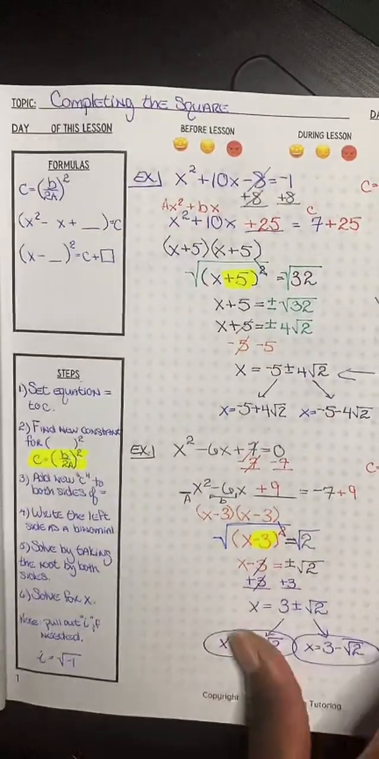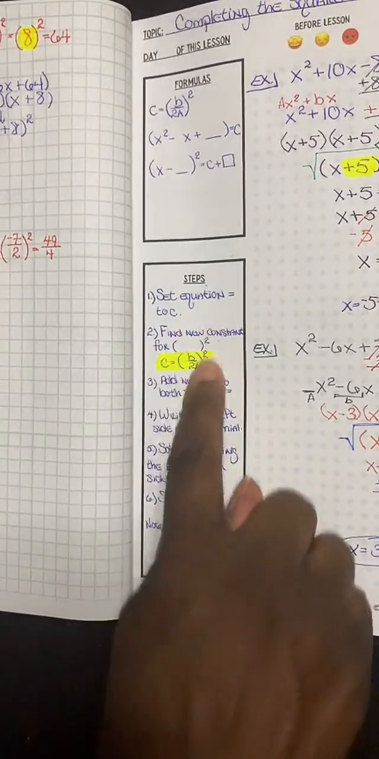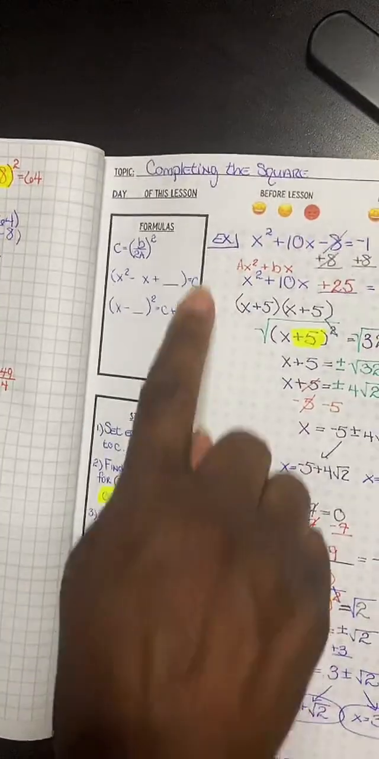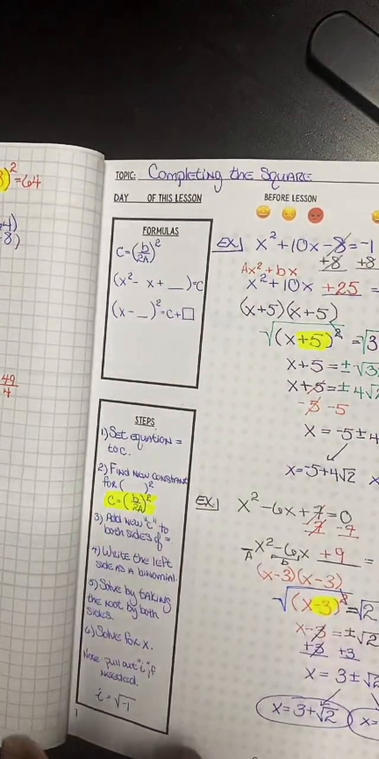And if you ever have any steps, like say, for example, here, we were doing completing the square. So if you look at any of the steps, you got a section for the steps, and then you have a section for the formula, and you can find that information rather quickly.